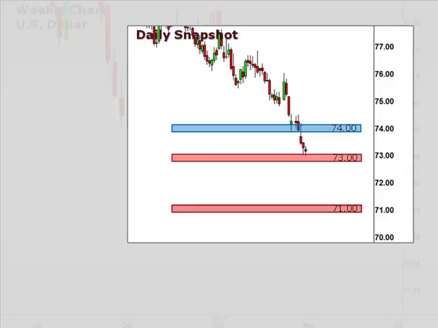Let's take a look at our daily chart here. A test of 73 on the daily chart should be followed by a bounce. However, the trend remains down, and failure to break back above 74 lends credibility to a continuation down to 71.